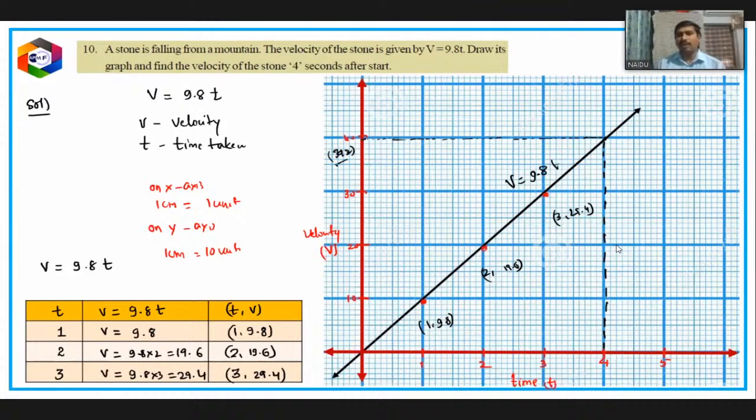So the actual velocity of this graph is too difficult to find from the graph, but it lies between 39 and 40. Observe this one. So 39.2 will be approximately the velocity when the time is 4 seconds.